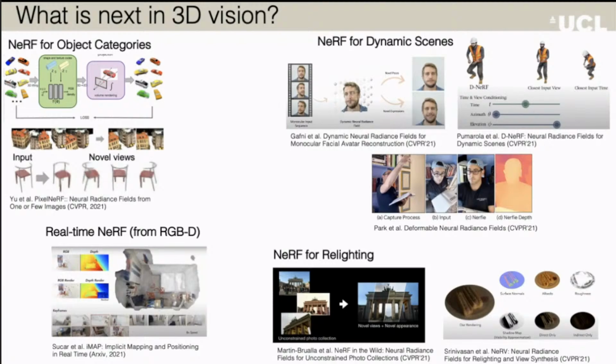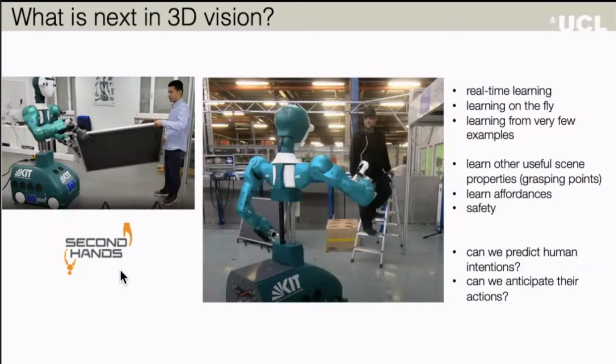How can we actually learn these representations in real time? It's really exciting times for putting together geometry and learning. But if we go back to some of the applications, in particular in your group, you're so driven by robotics applications, there's still a lot to do. If you think about robots and what they can actually do with these 3D representations, it's still very, very limited. I've written here a few of the things that we'll be looking at over the next few years. And maybe we can discuss some of these in the questions.